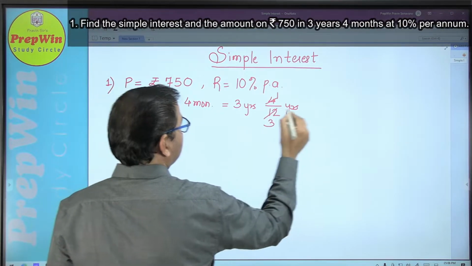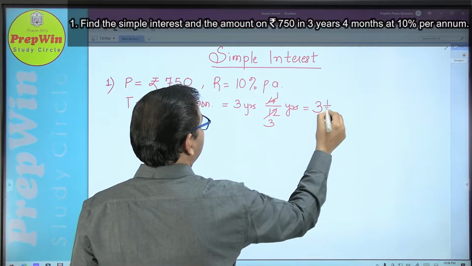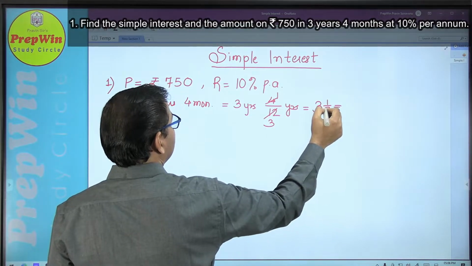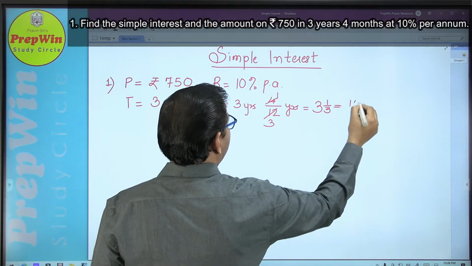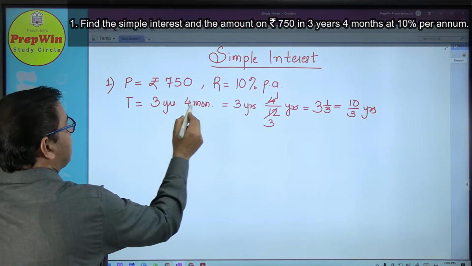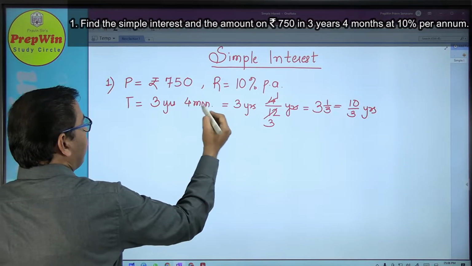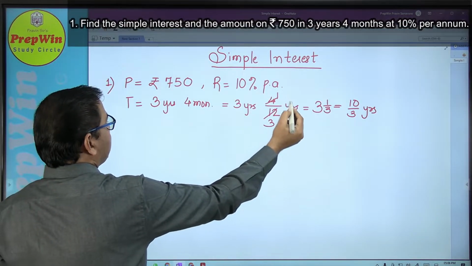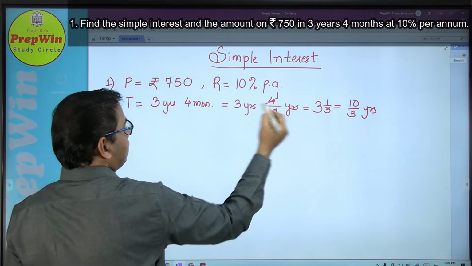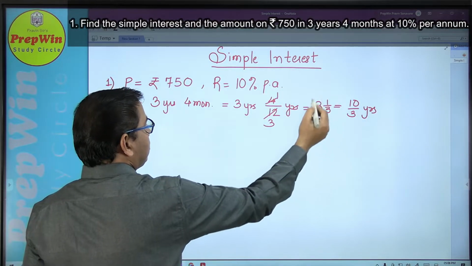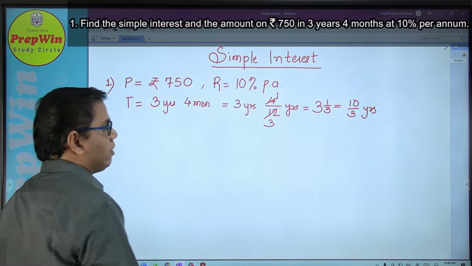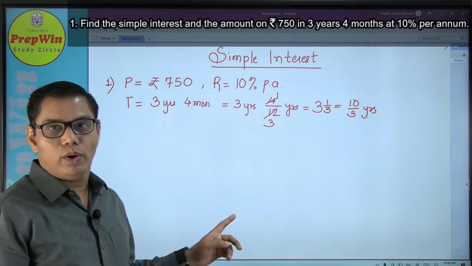So 4 by 12 is 1 by 3, which means this becomes 3 1 by 3. That means 3 into 3 is 9. Mixed fraction I am converting into fraction: 3 into 3 is 9 plus 1 is 10. 10 by 3 years. Correct? So this is a period, 3 years and 4 months. 3 years as it is, and for 4 months I am converting that into years, so I divide it by 12. 4 divided by 12 is 1 by 3. So this becomes 3 and 1 by 3. Okay, this is a mixed fraction. If you convert this into a fraction, this is 10 by 3. Have you understood how I have converted months into years?